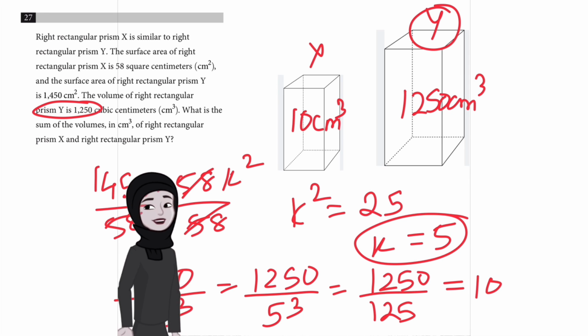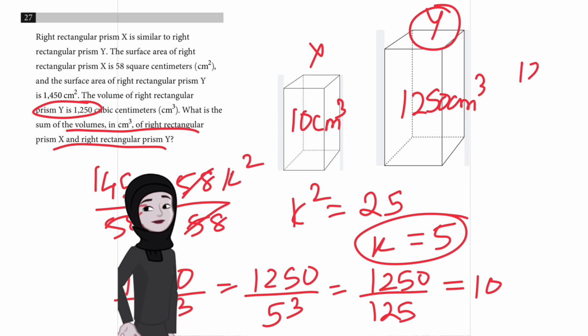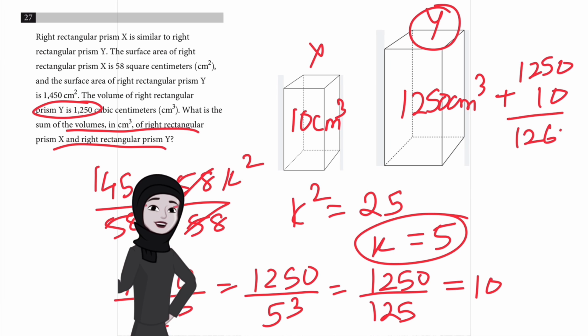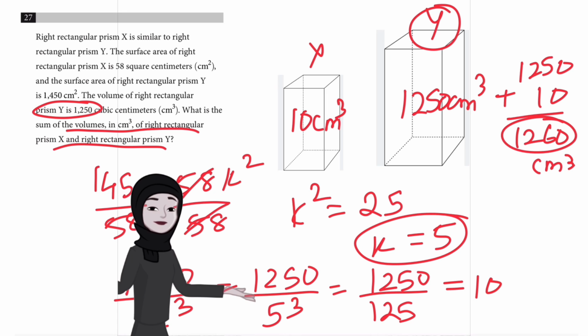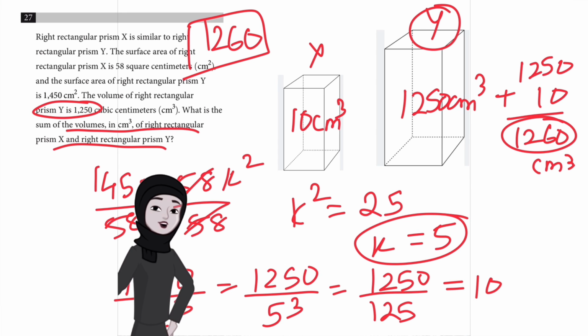And now what does the question want? It wants the sum of the volumes of right rectangular prism X and right rectangular prism Y. We have to add both of these. So 1250 plus 10 is 1260 cubic centimeters. So you have to grid in 1260. So this is the sum of the volumes of rectangular prism X and rectangular prism Y.